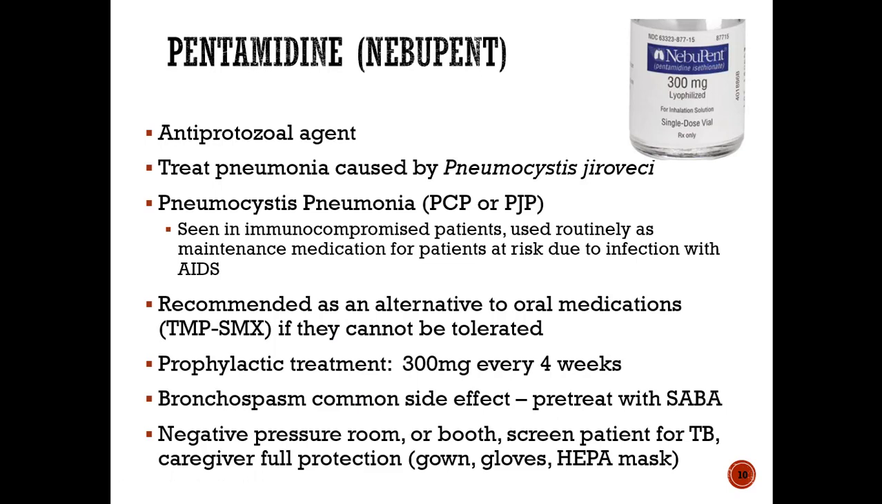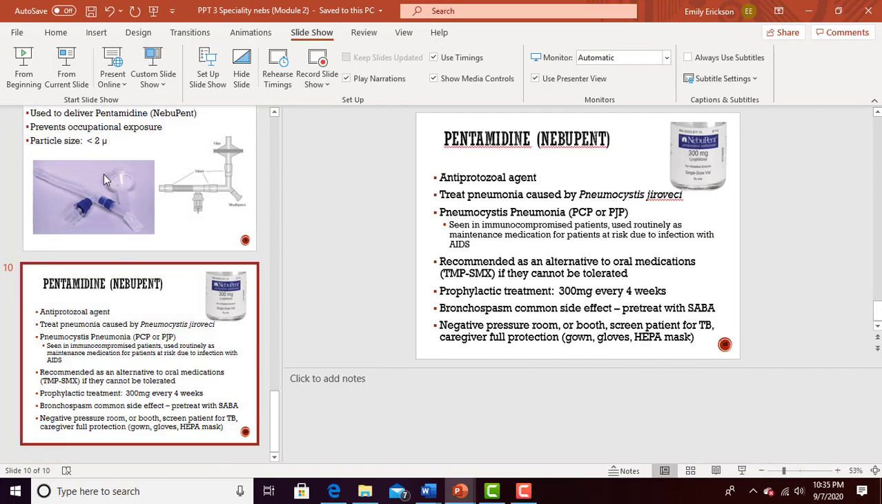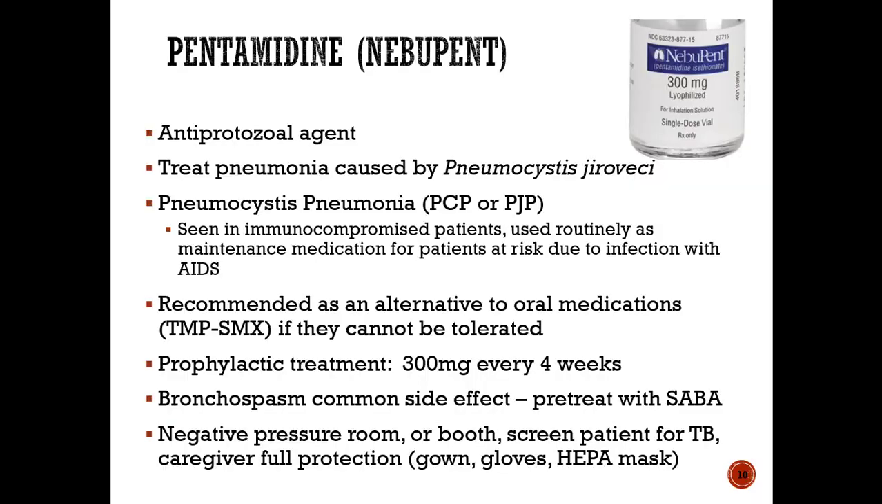The big thing with this one too is when you deliver pentamidine, you want to make sure that you give some sort of SABA before you deliver it. When you take this mist in, it's kind of sticky, it's very dense, it can cause bronchospasm in these patients. So one of the things that they recommend as part of the protocol is to make sure that you're giving some sort of SABA beforehand. So just know that that's part of it.